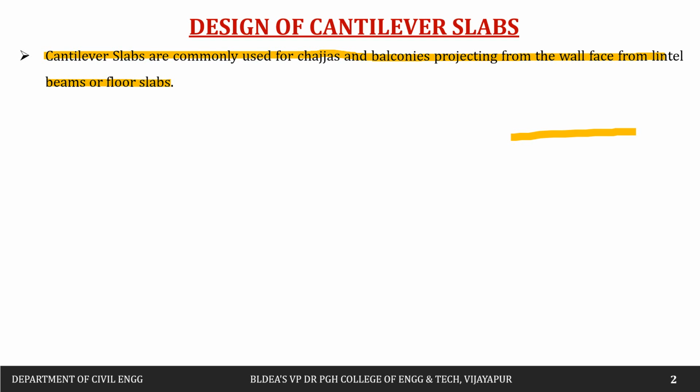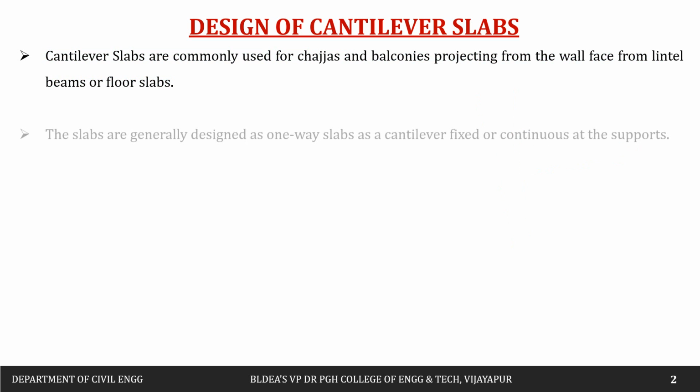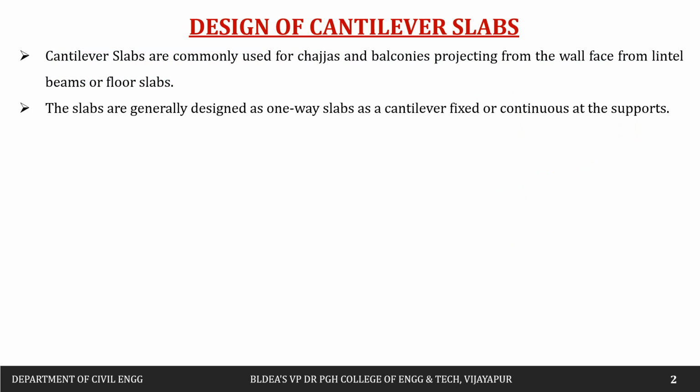So if you see chhajja and all, we will be having certain projection, or if you are going to have any balcony projection, that time we'll come across these cantilever slabs. These slabs are generally designed as one-way slabs as a cantilever fixed or continuous at the supports.